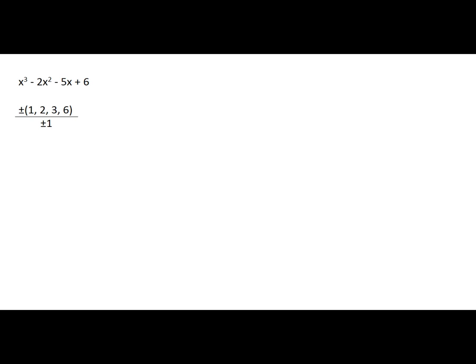The remainder is 6, so the factors are 1, 2, 3, and 6. Divide that by the leading coefficient of 1. This leaves us the positives and negatives of 1, 2, 3, and 6.